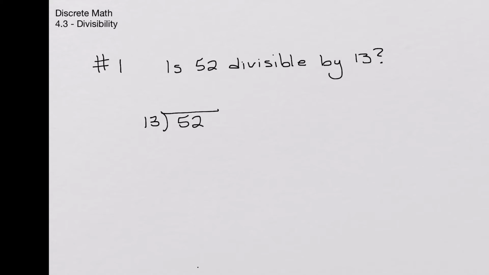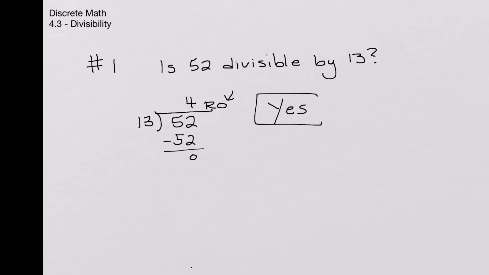And you can do this on your calculator. You get 4, comes out even. There's no remainder. So since the remainder is 0, or you can say there's no remainder, then the answer to this question is yes. Yes, 52 is divisible by 13.